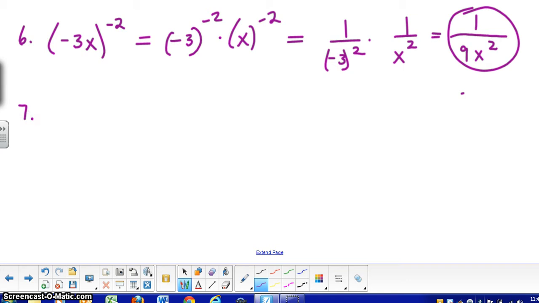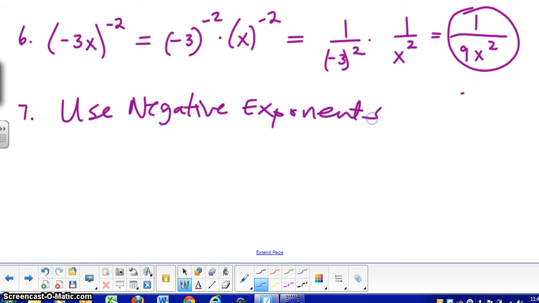Alright, so let's just do a couple more. This time we're going to use negative exponents. Okay, so if we're using negative exponents, example 7, I want you to do is 1 over 2x squared. Okay, with this one, we're going to move everything to the top, and you can keep everything in the parentheses and just make it 2x to the negative 2, keeping those parentheses in there.